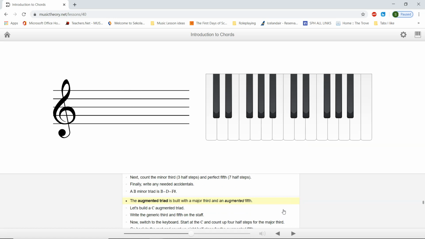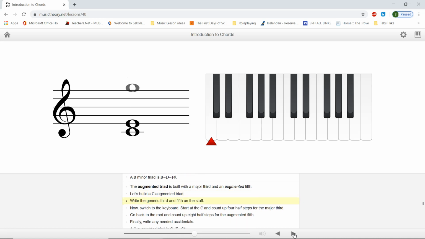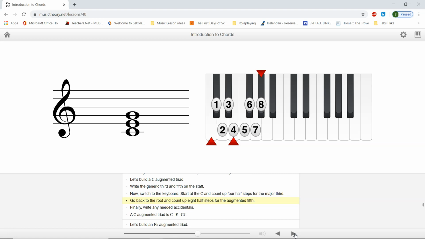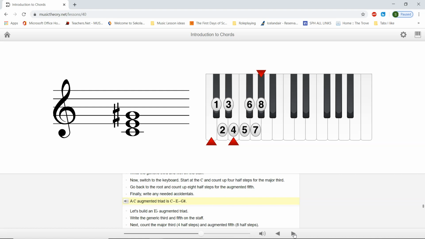So for example, let's build a C Augmented Triad. First, we need to make it major. C, E, and G. Easy. Okay? But now we need to make it augmented. Instead of counting 7 half steps, we're going to count 8. Count up 8. Now we're on a black key. So we've made this G extend a half step into G sharp. So that shows us that our augmented triad is C, E, and then the fifth extended 1 half step sharp. Augmented means it's been made bigger. They've just drawn the notes out a little bit.